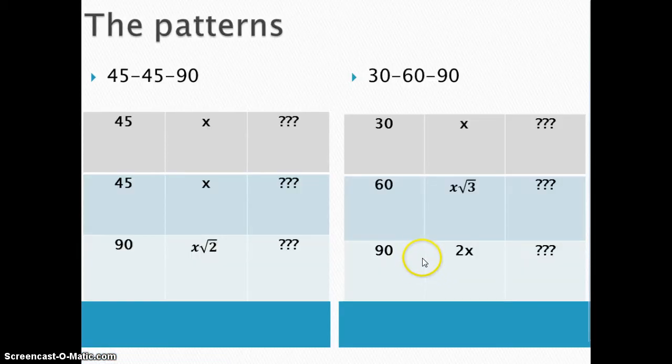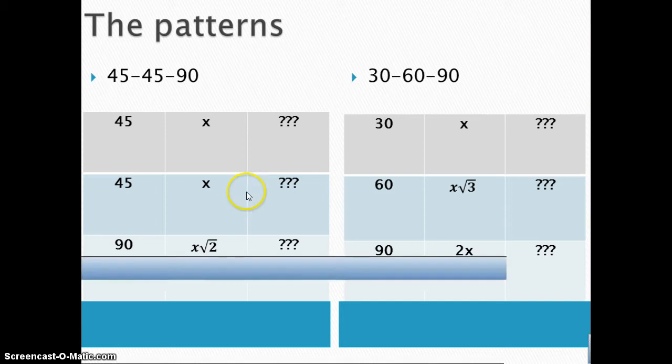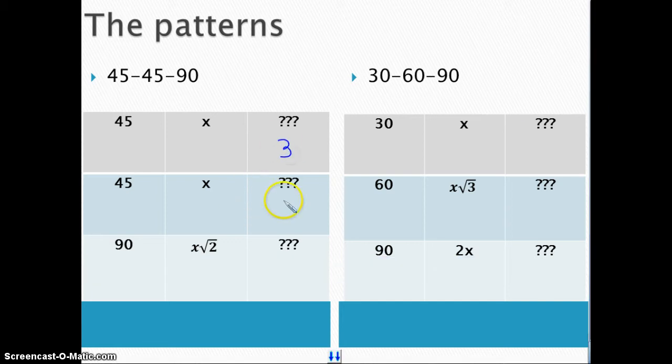So we can kind of summarize this in a table here. If we know that we've got a 45, 45, 90 triangle, the sides that are across from the 45 we're going to call x, the hypotenuse we're going to call it x root 2. So if we know, for instance, that maybe this one is a 3, this one's 3, and this would be 3 root 2.